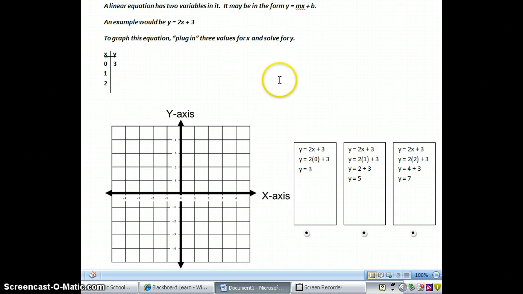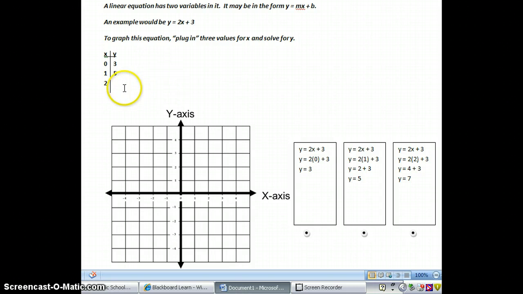Now I'm going to plug in something else. You might as well go for 1. Pretty easy to do. So I have y equals 2 times 1 plus 3. 2 times 1 is 2, so I end up getting 2 plus 3 equals 5. So my y coordinate for my second ordered pair is 5.